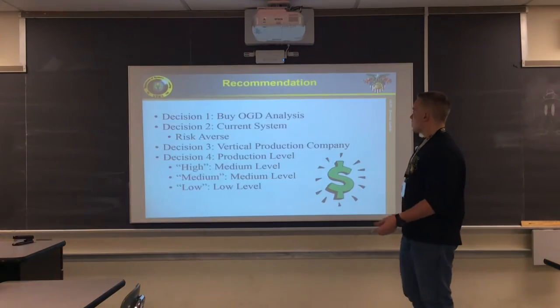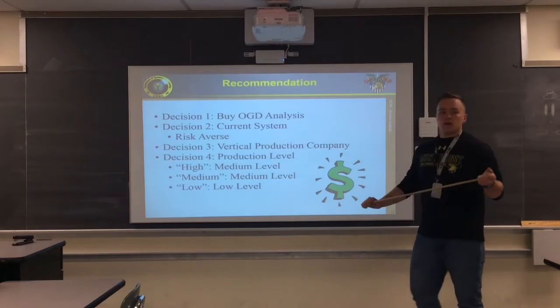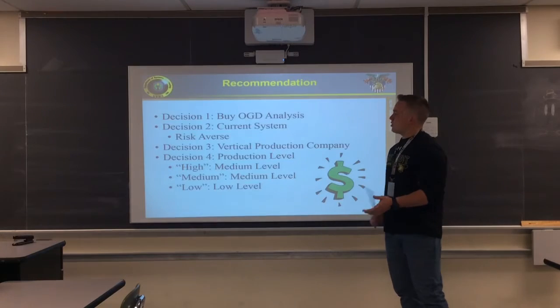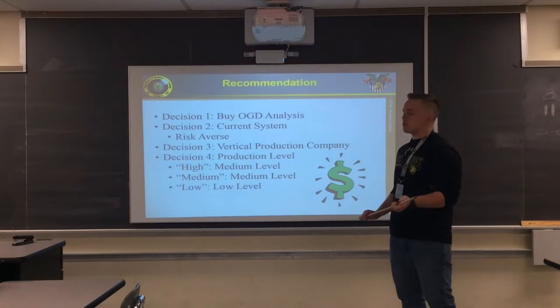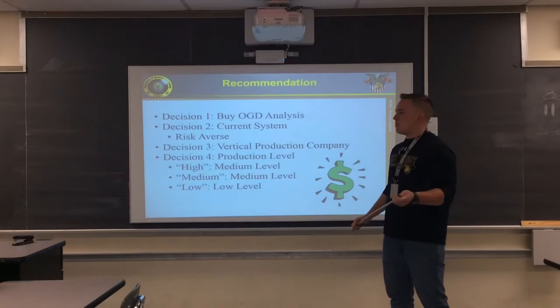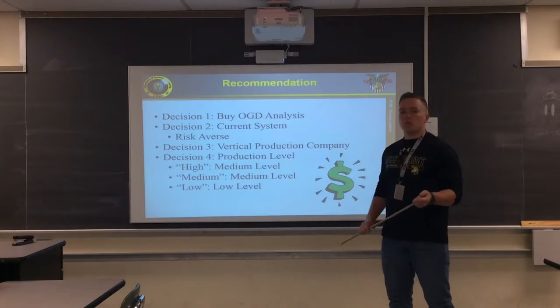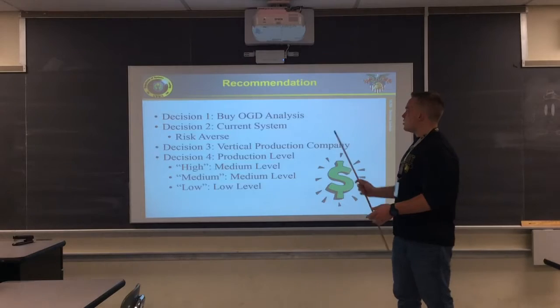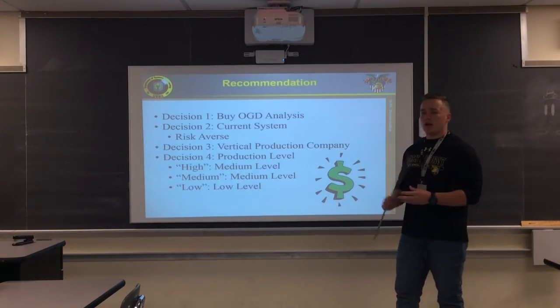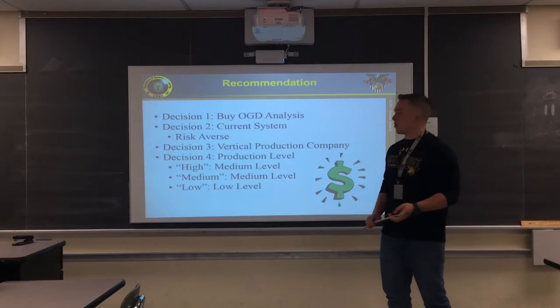Next slide. So here's our money slide. These are the recommendations that we're going to give you. You have four decisions. First decision, we want you to buy the OGD analysis for only $100,000. It makes no sense to pass that up with the high success rate. Using that analysis, we're going to have a better chance of making better decisions down the road.